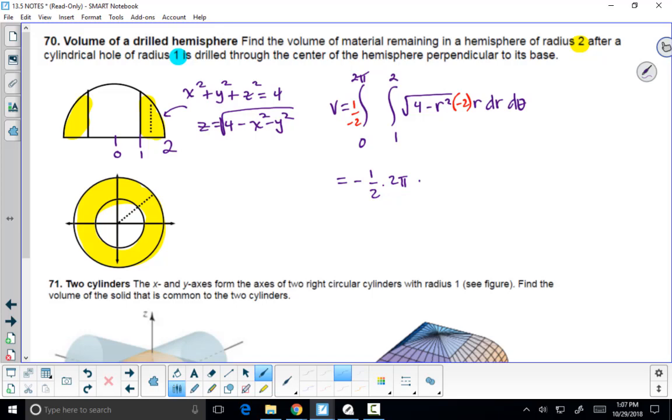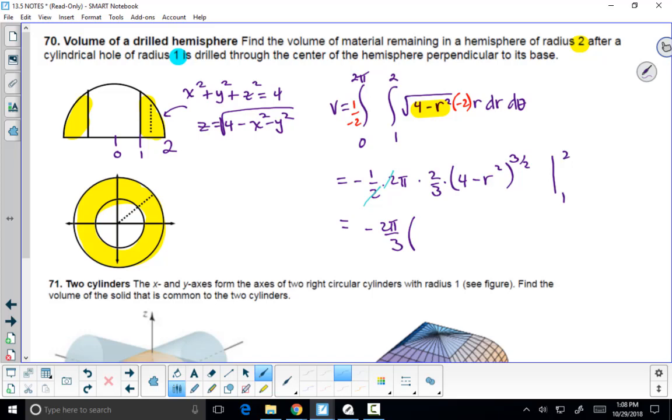And then in our integral, we're going to be integrating this thing right here. We have 4 minus r squared to the 1/2, so we get 4 minus r squared to the 3/2. Dividing by 3/2 is the same as multiplying by 2/3. And we get a little bit of cancellation, and we will be there shortly. That's minus 2 pi over 3 on the outside.